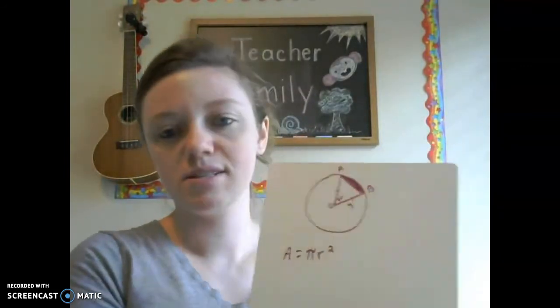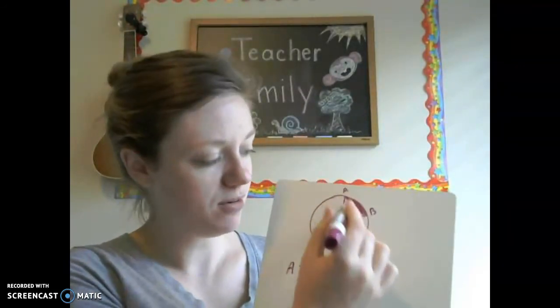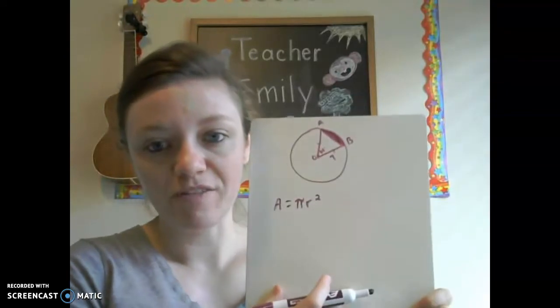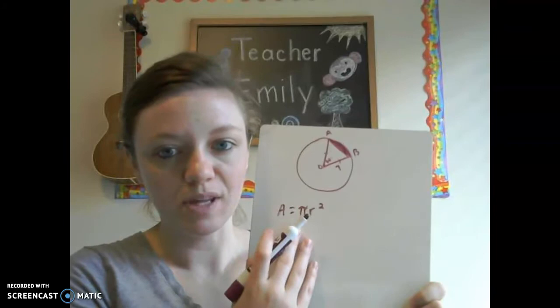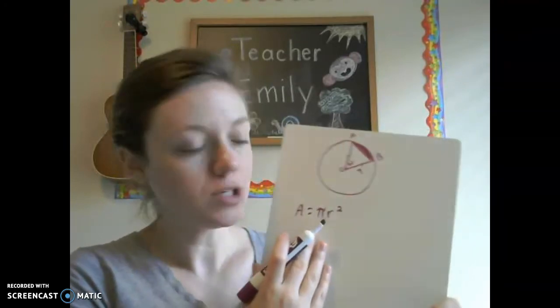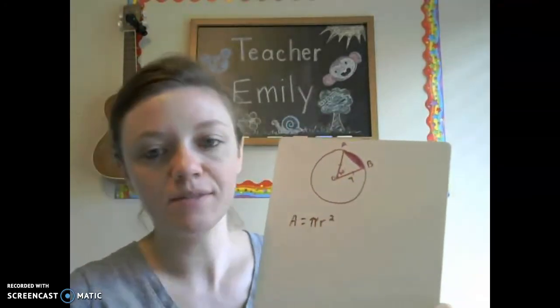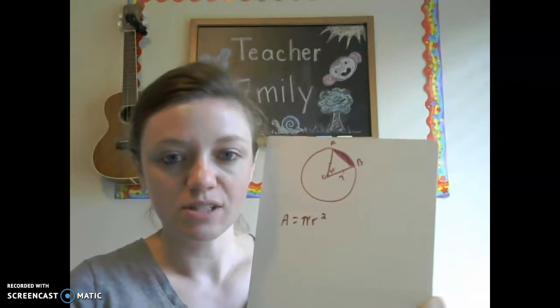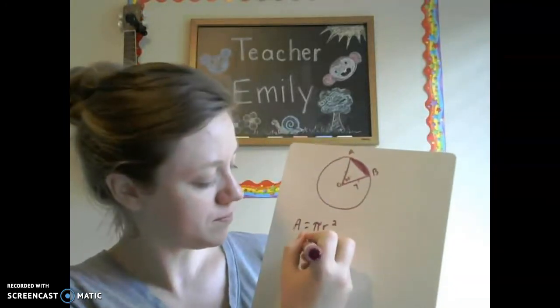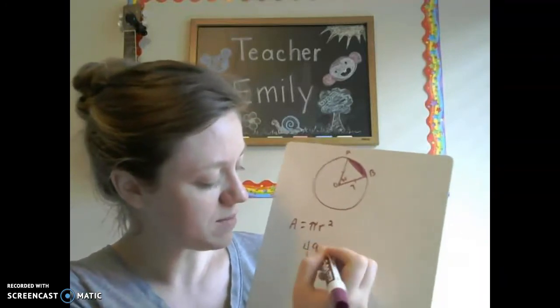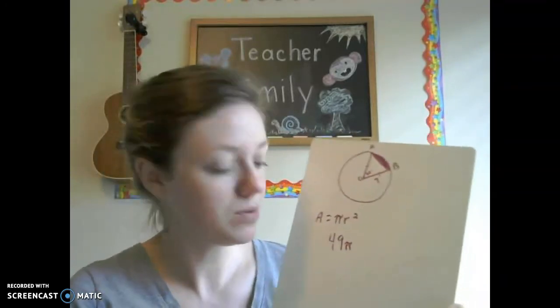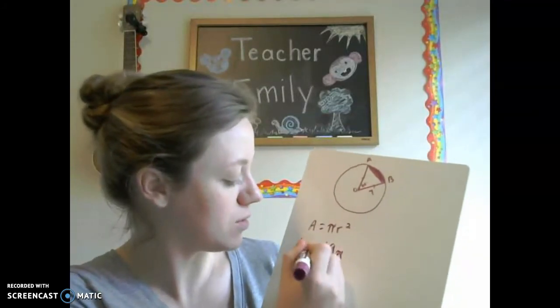Now we're going to talk about number 4, which asks us to find the area of this shaded region. We need to start by finding the area of the entire circle, for which we'll use this formula: area equals pi r squared. The radius is 7, so we need to take 7 squared, which is 49. Then we take that times pi to get the area of the circle. So 49 pi is the area of the circle.